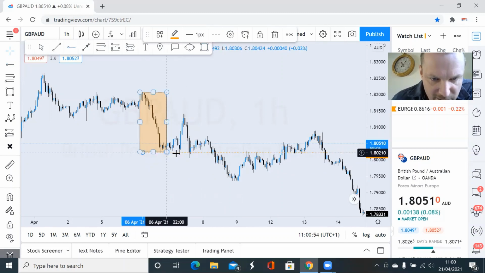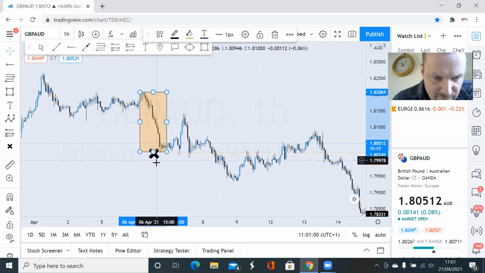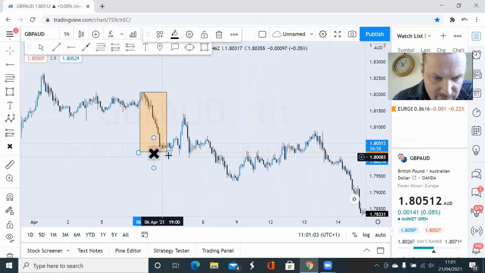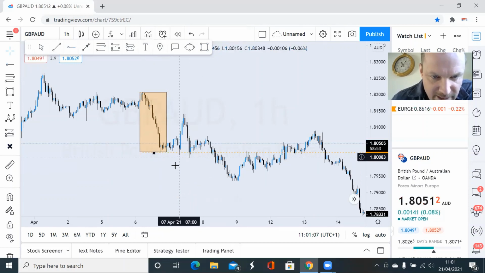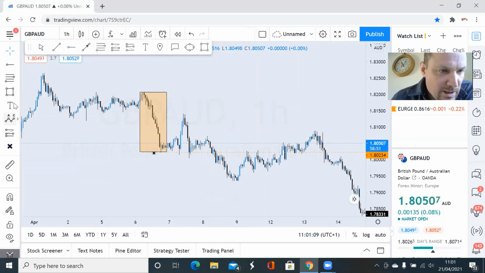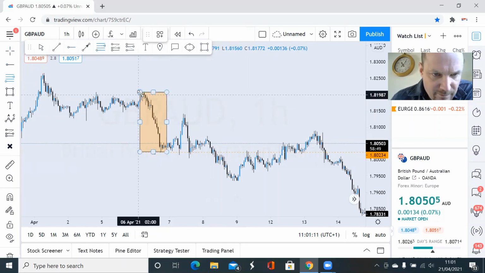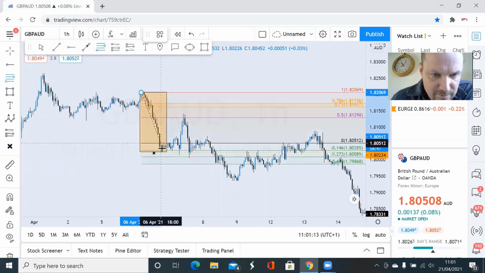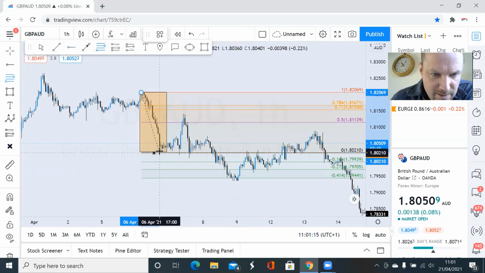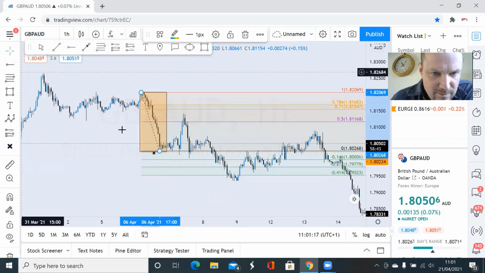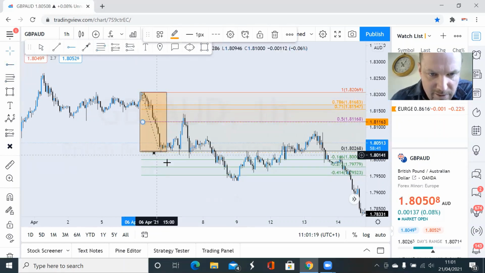So we've had a break, okay, we've taken liquidity from there. Took out liquidity there, grabbed it there. It just has to be the wick, okay? Again, from there to there. Halfway point.